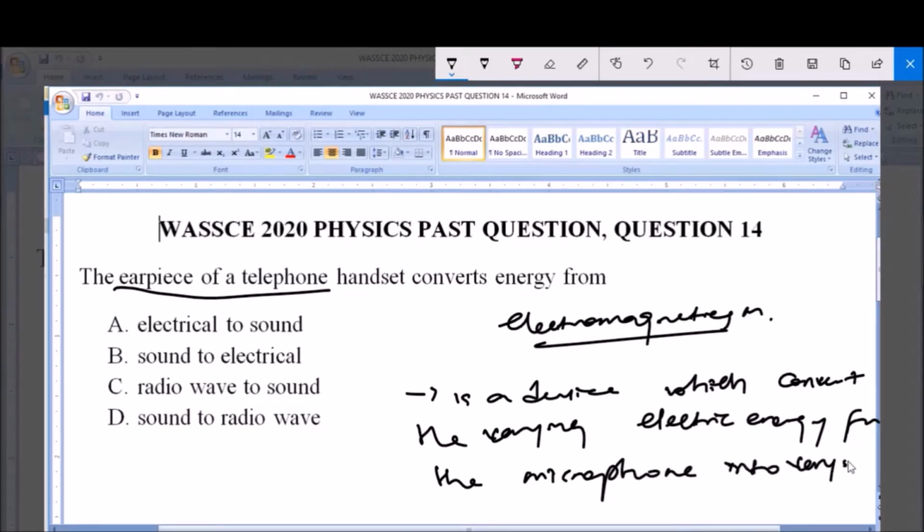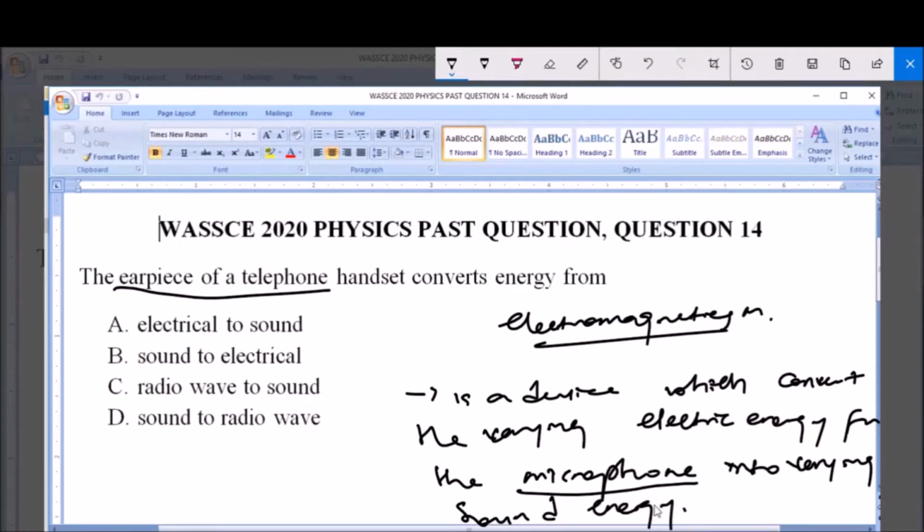Varying sound energy. In other words, the telephone earpiece is simply an electrical device that converts electrical energy into sound energy. Now, this electrical energy is actually received from what? From a microphone. And the microphone is also an electrical device that converts what? Sound energy into electric energy.